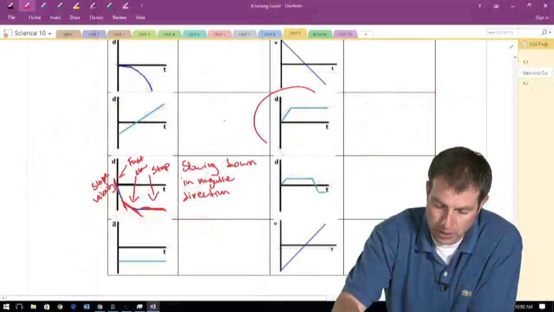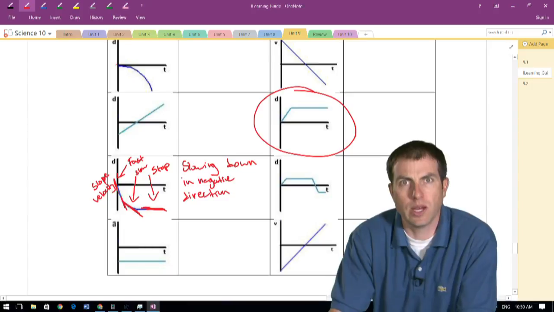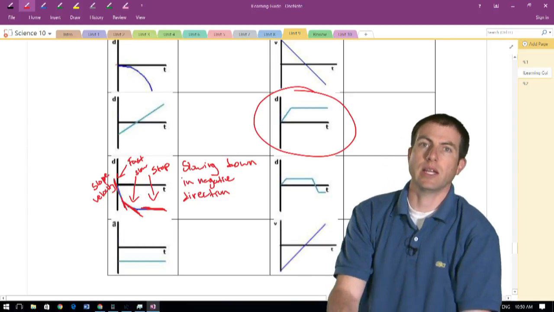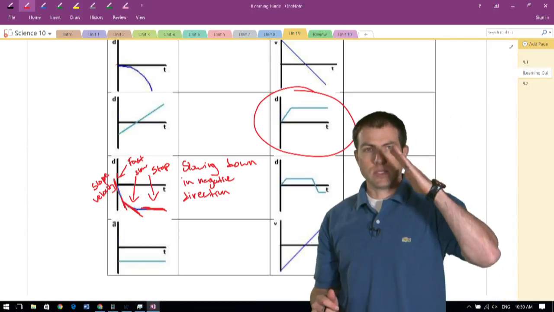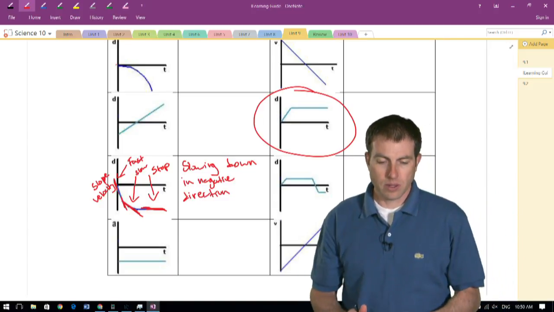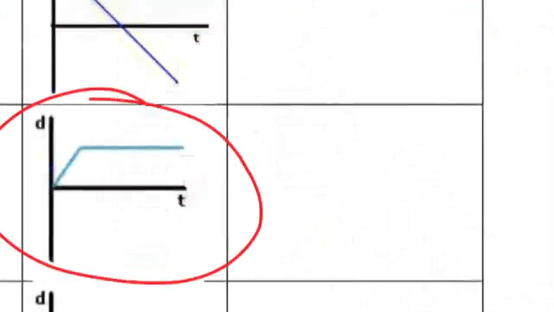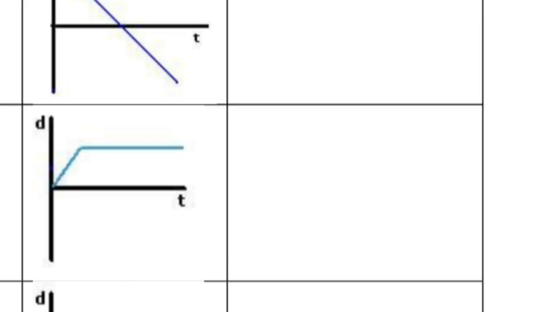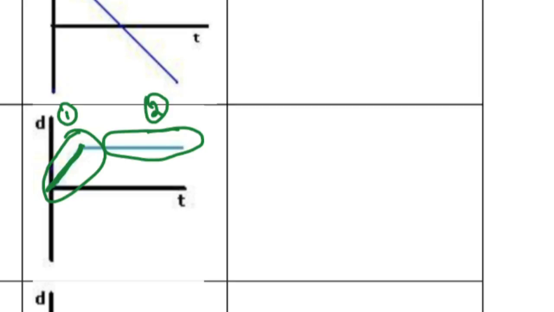Maybe we'll look at one more here. Something like this. We have a distance time graph. We've identified it as d and t. You have this really steep slope, and then you have kind of a horizontal slope. Sort of two parts to it. So if we look at the first part, what's going on here? And then what's going on here, these two sections? The first part and the second part.